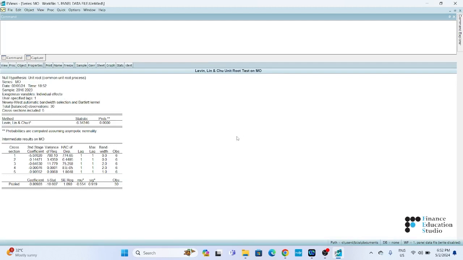This is the output for this test. The interpretation of data is very important. How you can interpret this result: if the p-value is less than our chosen significance level, that is 5%, we reject the null hypothesis of a unit root, suggesting stationarity. On the other hand, if the p-value is greater than 5%, we fail to reject the null hypothesis, indicating non-stationarity.